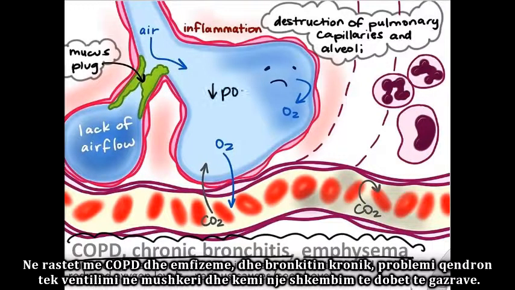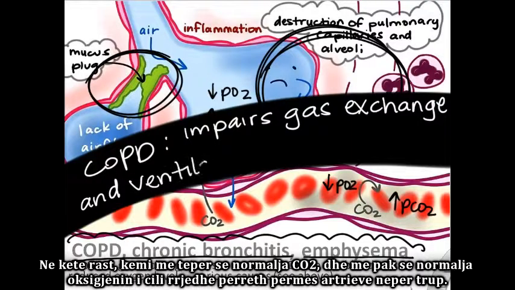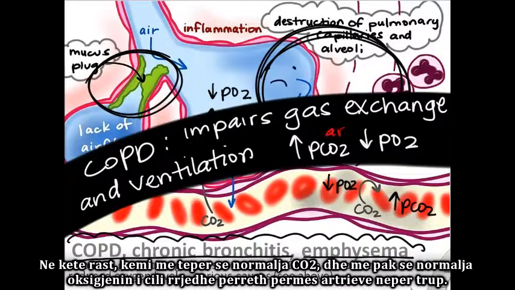In cases of COPD and emphysema and chronic bronchitis, you're having problems ventilating the lung and you have bad gas exchange. So again, you screw up the PO2 and the PCO2 levels in your body. So in this case, we'd have higher than normal CO2 and lower than normal oxygen floating around in the arteries going throughout your body.